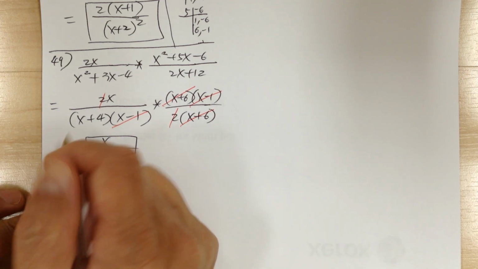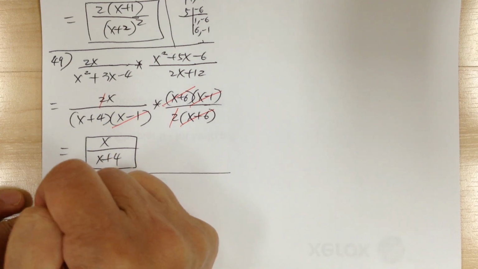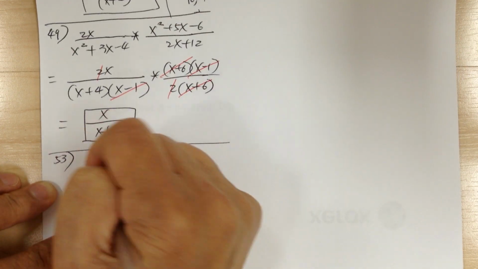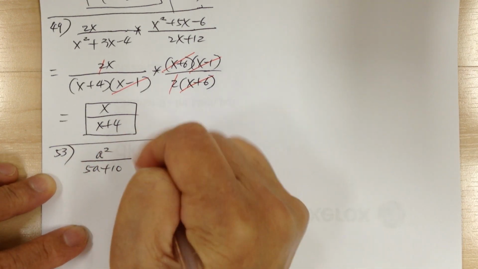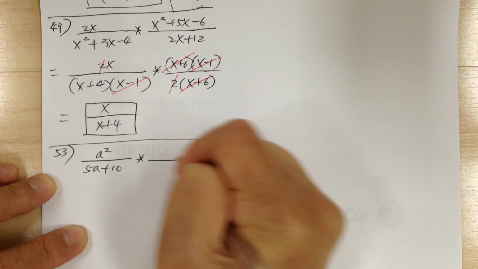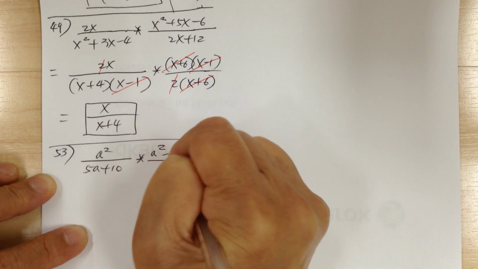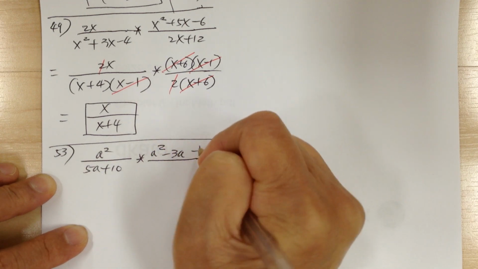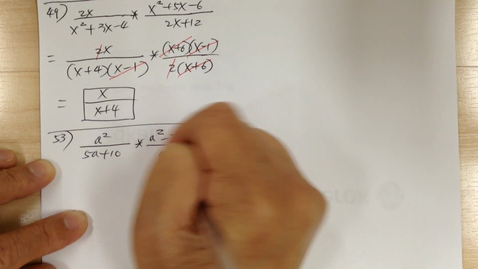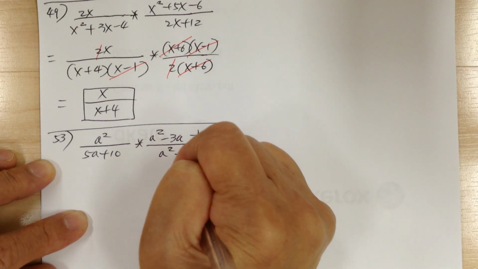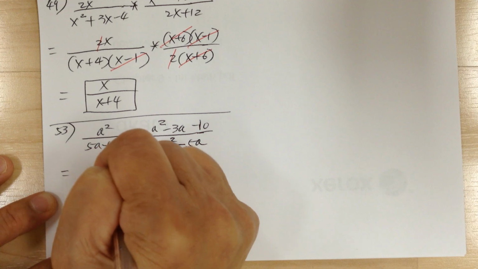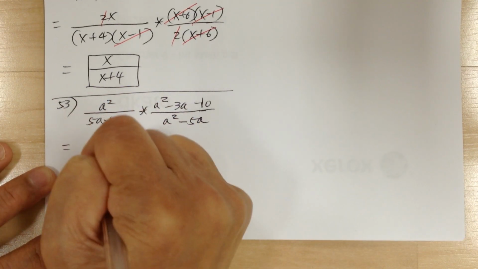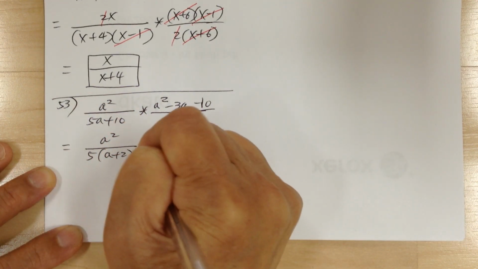Okay, let's go to the next one. You have a squared over 5a plus 10. It's a division, so I'm going to change it into multiplication and take the reciprocal. So you end up with this on the top. Your next step is to factor everything. This one you can factor the 5, so it'd be a plus 2.